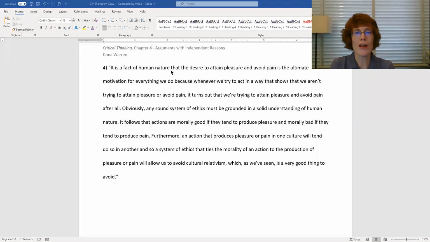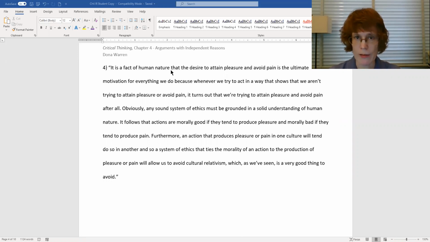Okay, so we are at passage 4 of chapter 4. Take a look at that, read it over, and decide if it contains an argument or not. Is this passage attempting to convince us that something is true? Pause for a moment and think. So, what do you think? I think that this is an argument.